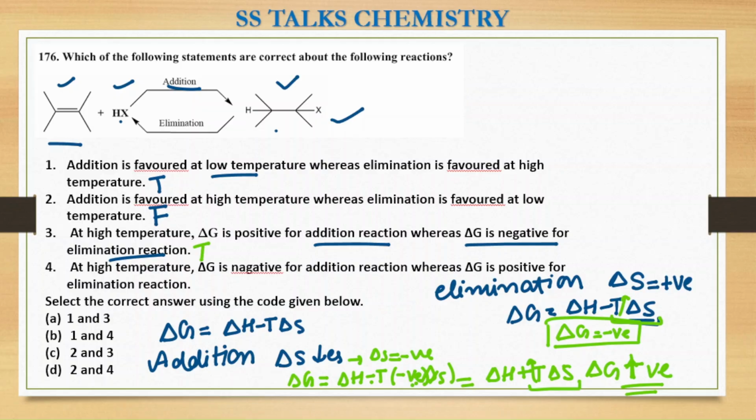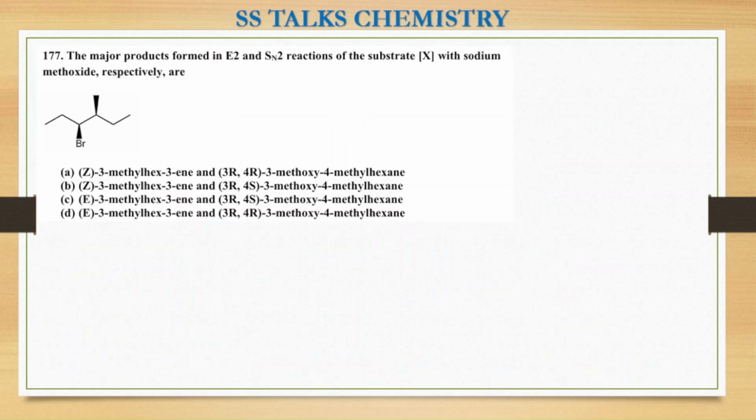And the fourth statement says that at high temperature delta G is negative for the addition reaction and delta G is positive for the elimination reaction. That is the reverse statement, so this one is false. The true statement we have to predict is the third one, that is option A. Right? So now let us move on to the next one.